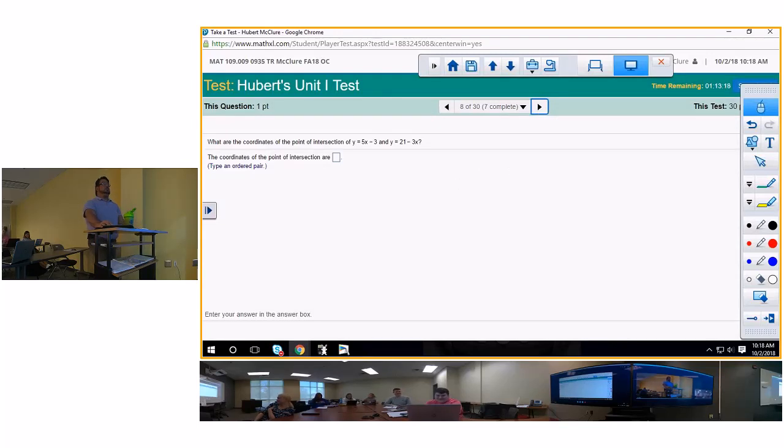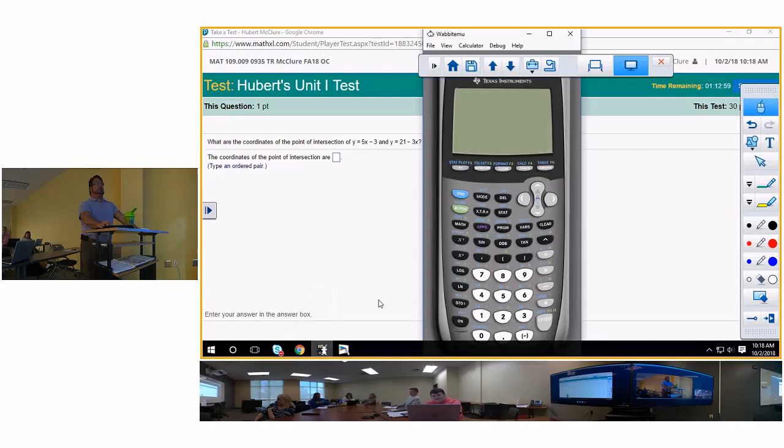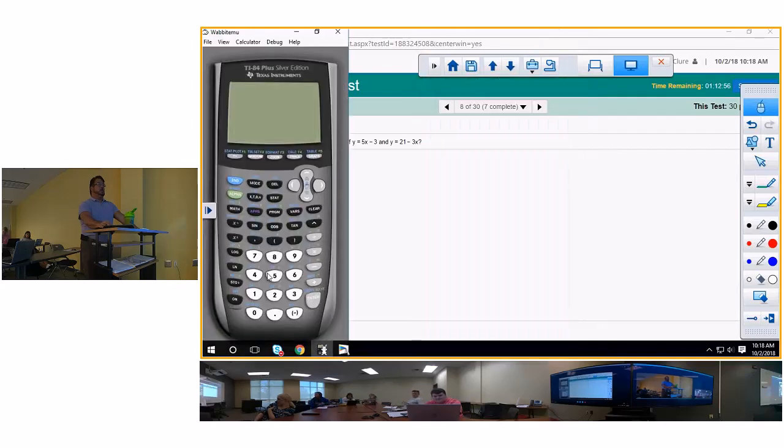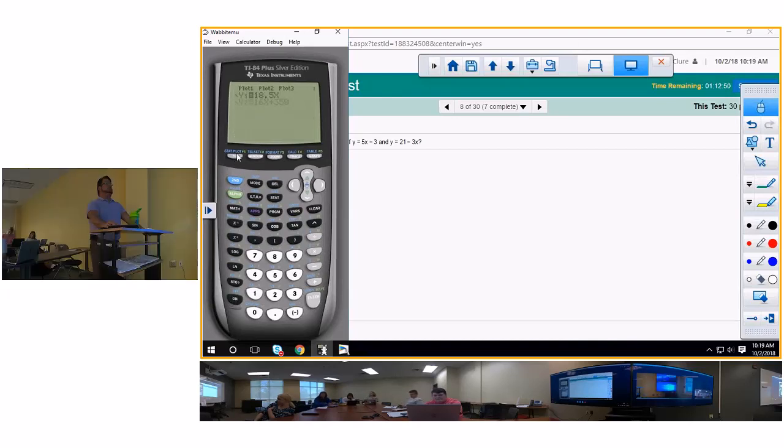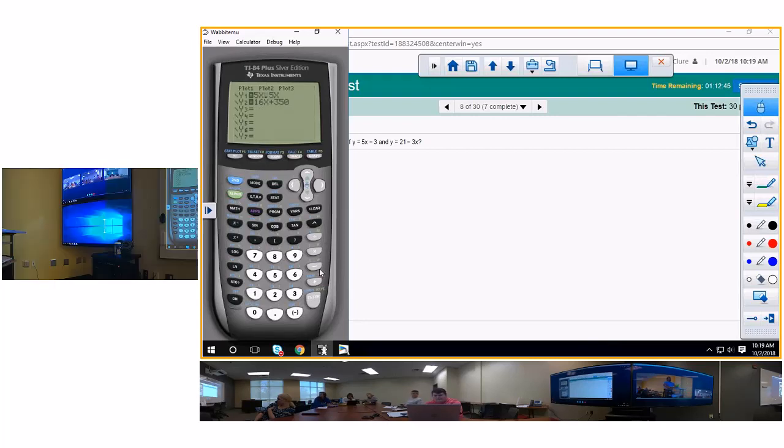What are the coordinates of the point of intersection? Okay, this is graphing. How do you know it's graphing? Coordinates. What's the intersection? Because both of them are solved for y. So they want you to plug it in your calculator. Plug and chug in your calculator. Turn the thing on first. Y is equal to 5x minus 3.